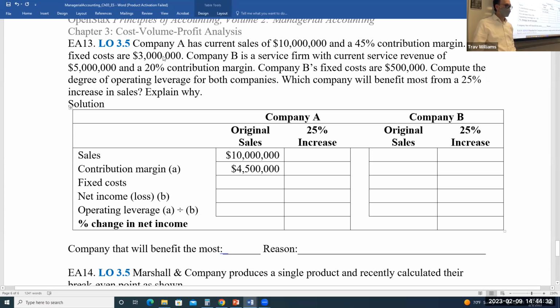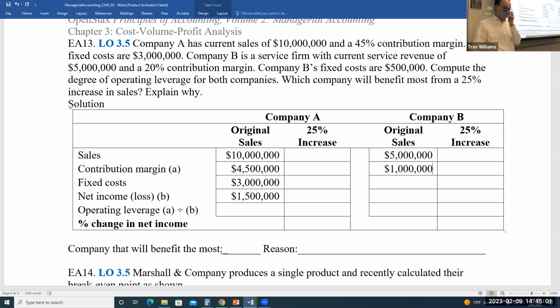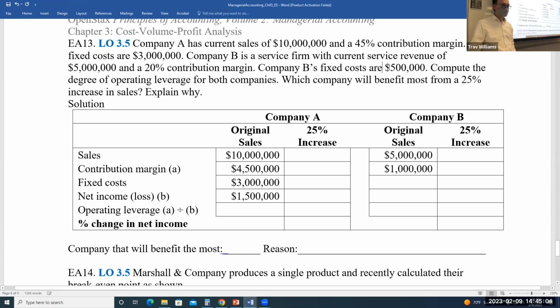Fixed costs for this company are $3 million. So let's go ahead and put that in. And we can just subtract the fixed costs to get their net income. Okay, company B has $5 million of revenue. So that's their sales. They have a 20% contribution margin. So 20% of 5 million is 1 million. They've got fixed costs of $500,000. So their net income would also be $500,000.